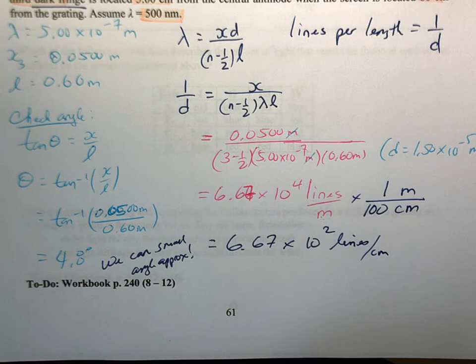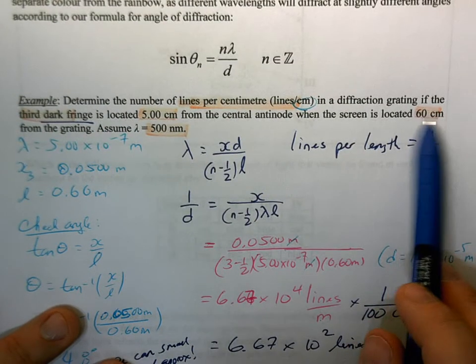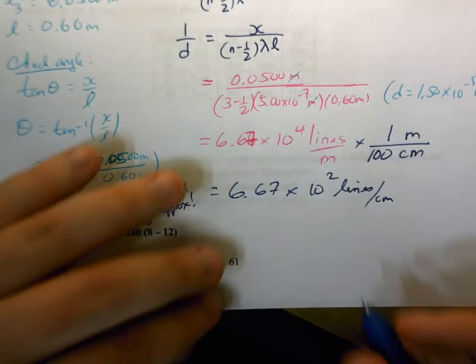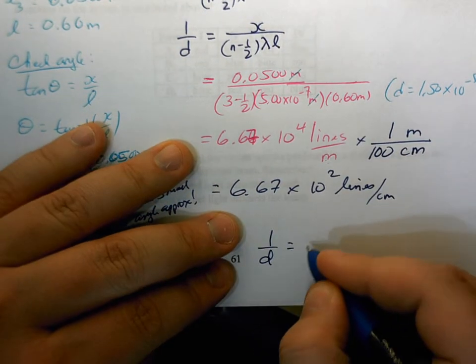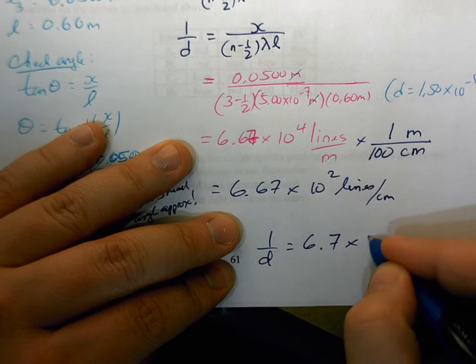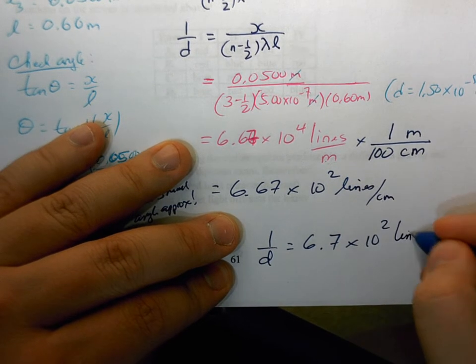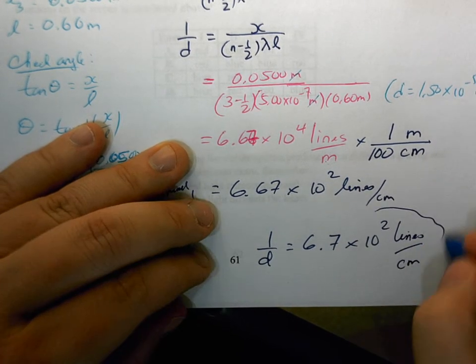And then actually, for sig digs, technically I only have 2 sig digs in this length here, so I actually have to round this some more. So I could say that the spacing in this slits is about 6.7 times 10 squared lines per centimeter.